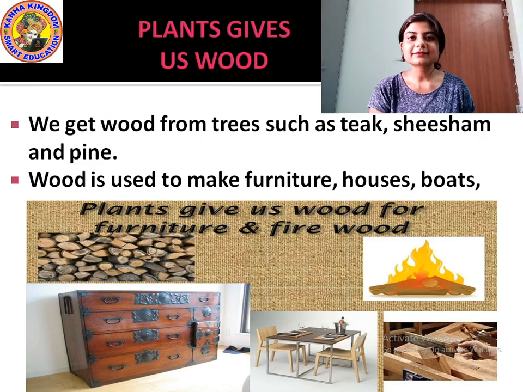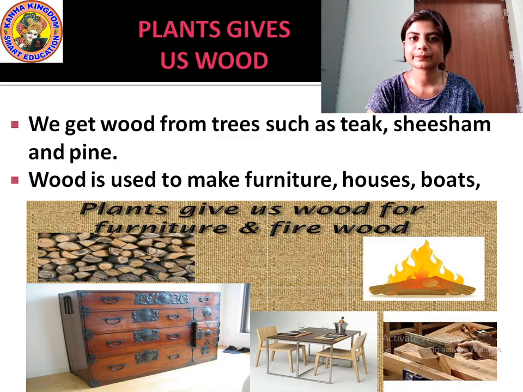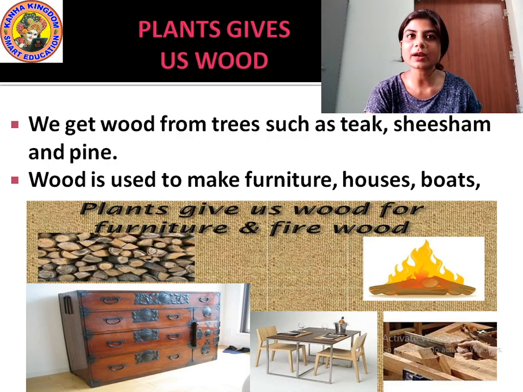So now students, plants also give us wood. Big trees are cut down to get wood. Do you know what wood is? The branches and the stem of big trees are cut down to get wood. We get wood from trees such as teak, sesame and pine. These are some names of the trees that give us wood.